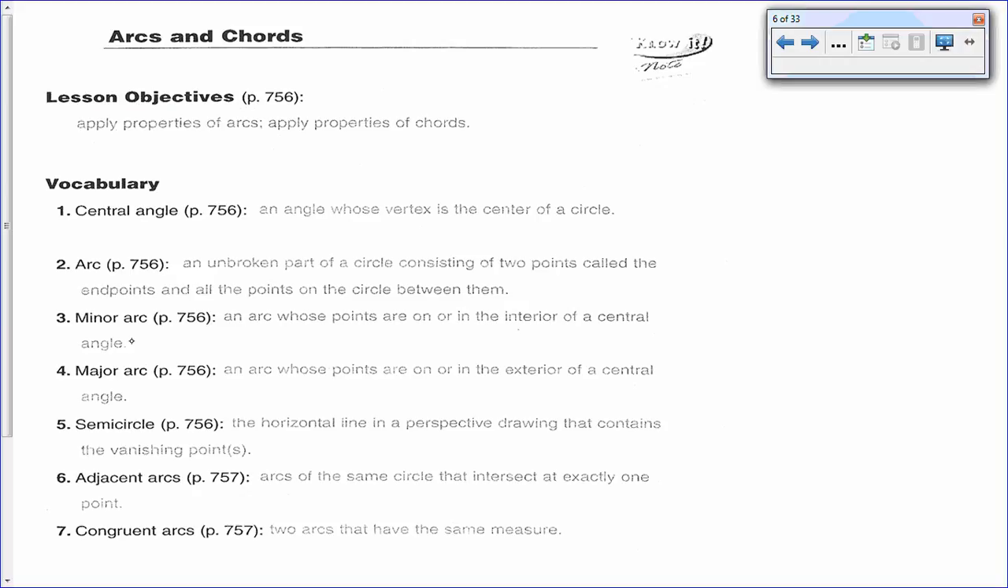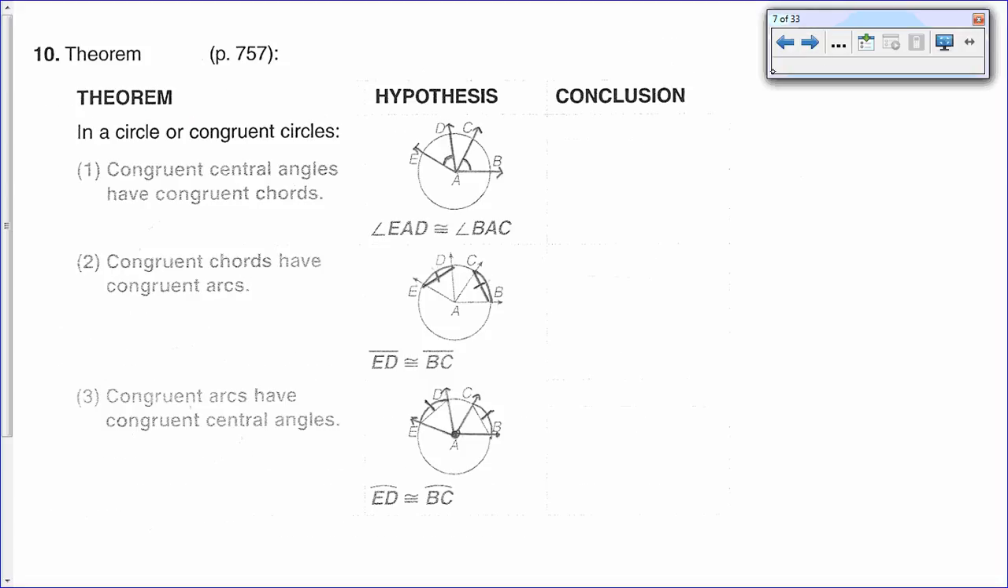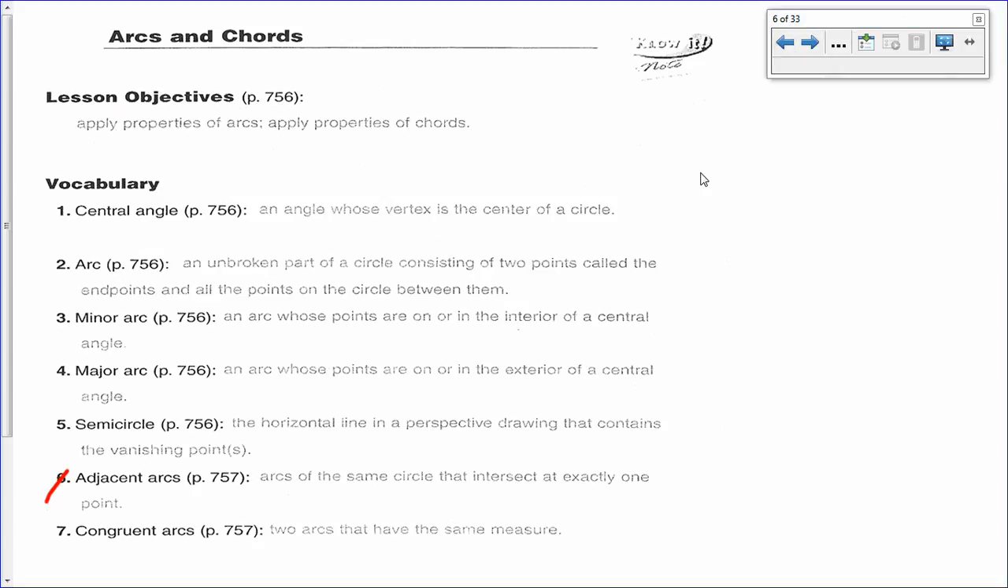Central angle, arc, minor arc, major arc, semicircle, adjacent arcs, congruent arcs. Adjacent arcs really aren't that important. Congruent arcs are equal arcs. A semicircle is 180 degrees, half a circle. A central angle is when the angle is at the center point. So we have a center point, and you can draw the angle anywhere, but it's got to be at the center point. So this angle right here would be a central angle.